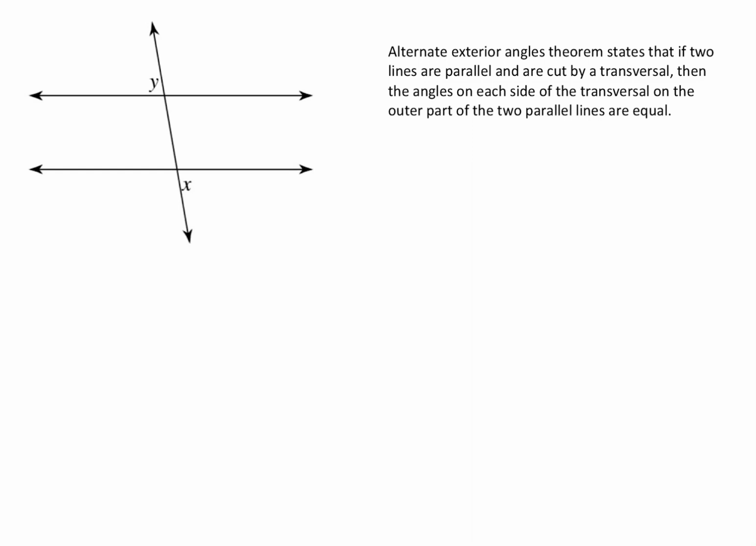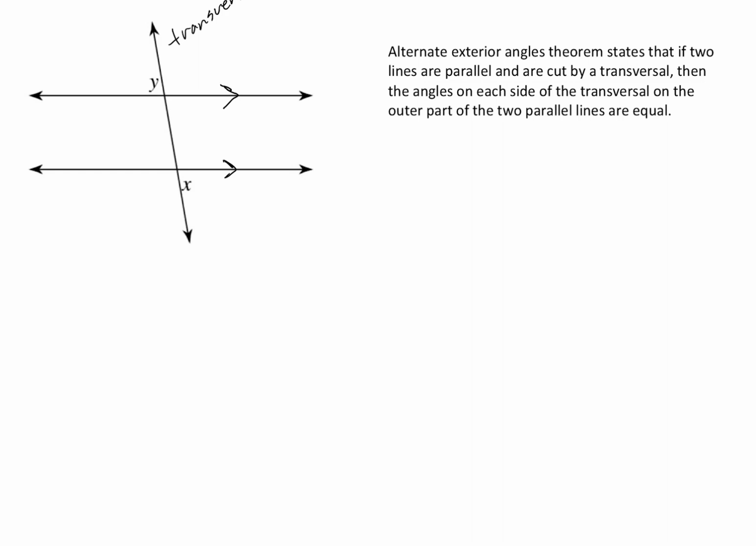So, for instance, if we have this figure and it is marked appropriately as parallel, these two lines are parallel to each other. They are cut by what we call here a transversal. That transversal line cuts through the two parallel lines.